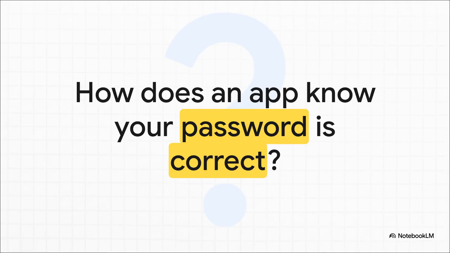Think about it for a second. How does an app actually know if your password is correct? Or, how does a school's grading system automatically figure out if you passed or failed based on just a single number? It's not magic, right? It's all about decision-making logic. And that is exactly what we are going to build today.